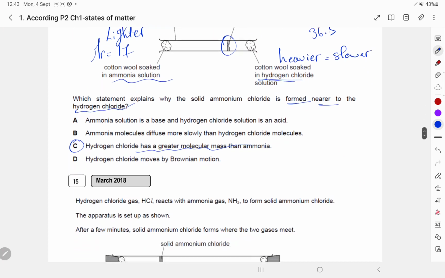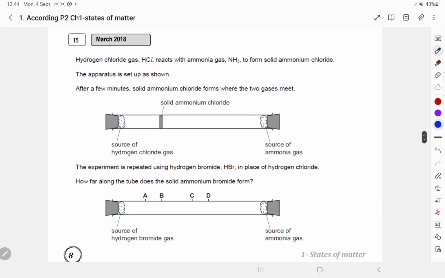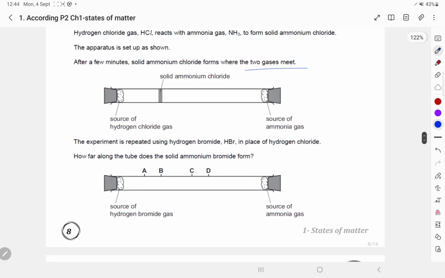It is heavier. Okay, hydrogen chloride gas HCl reacts with ammonia to form solid ammonium chloride. The apparatus is set up as shown. After a few minutes, solid ammonium chloride forms where the two gases meet. The experiment is repeated using hydrogen bromide, HBr, in place of hydrogen chloride. How far along the tube will the ammonium bromide be formed?